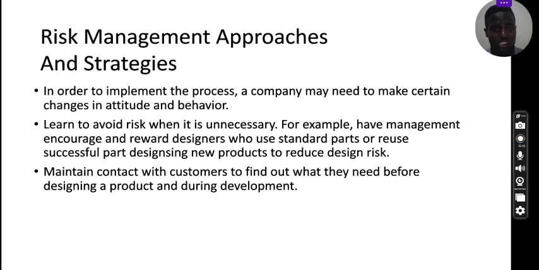Maintain contact with customers to find out what they need before designing a product and during development. This one can overcome this thing like you are designing the system and you're not getting back to the stakeholder or to the client to know what he wants, what he does not want. And at the end of it all, they do not adopt your system. That is a risk also, but then you have to overcome it first.